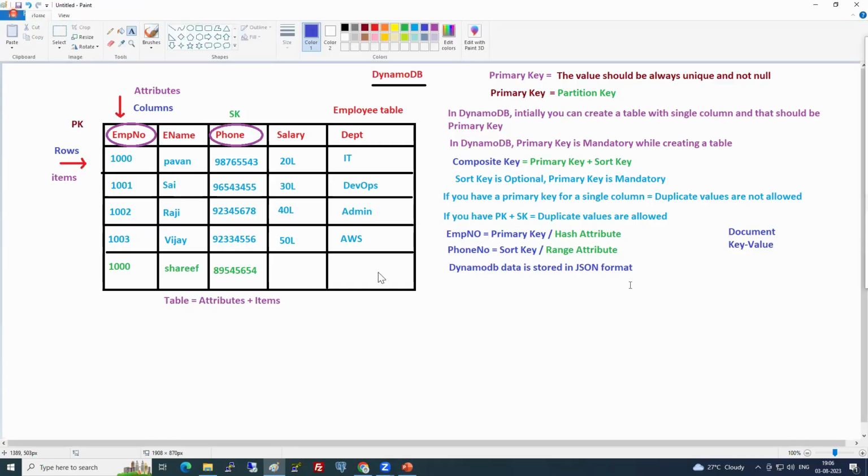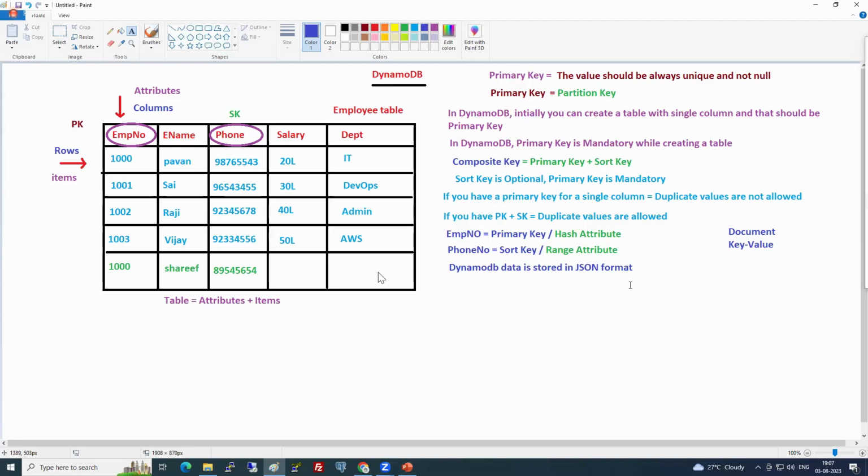Is there any confusion in sort key? No way, simple. So is it possible to have one more 1,000 in employee number? Not possible because you have the employee number as a primary key. So in primary key, there is no way that you can duplicate the values. But if at all you want to duplicate the values, the concept is sort key. So you need to have the sort key assigned, right? So what would be the next possible key after employee number? Phone number. So phone number, you can make it as sort key.